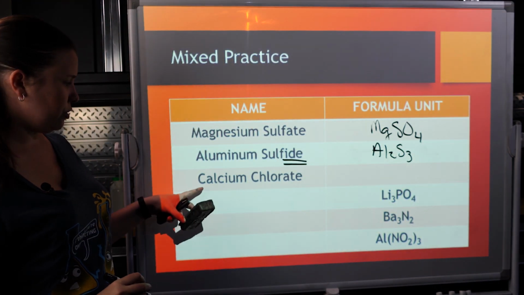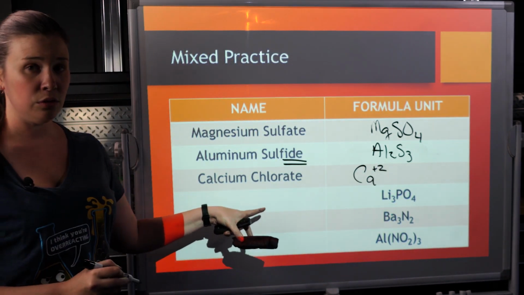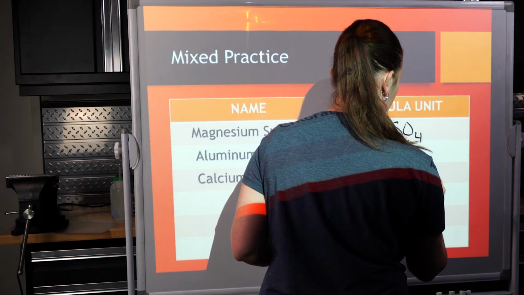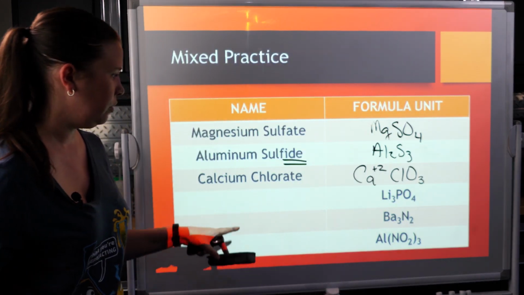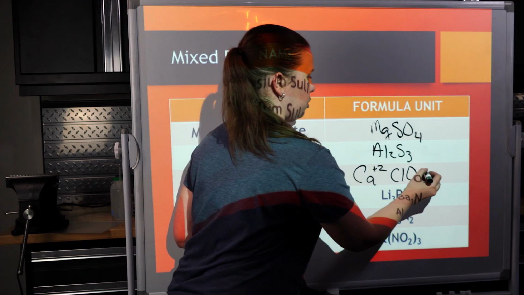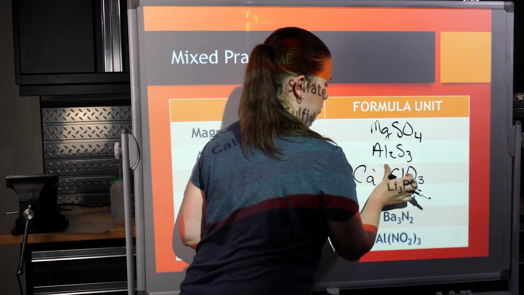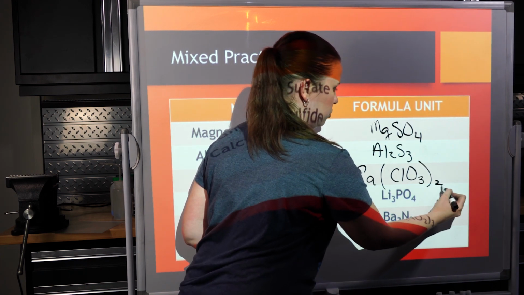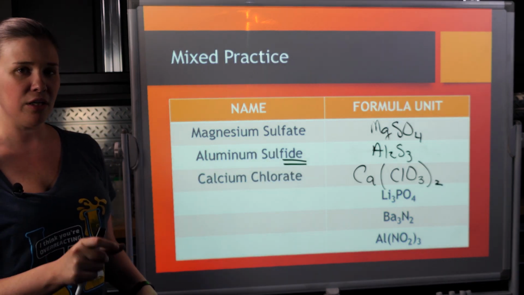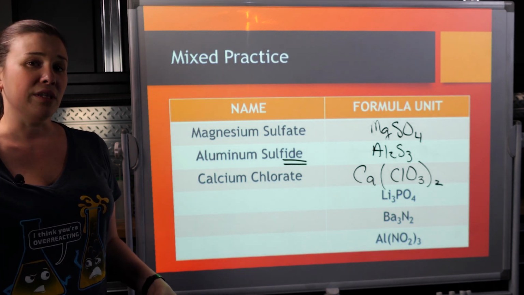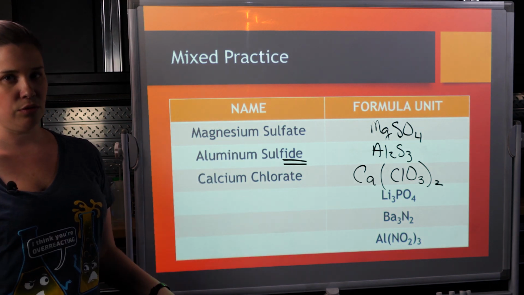All right, last one going this direction. Calcium, Ca, has a +2 charge, and chlorate, ClO3, perchlorate ClO4. So chlorate ClO3 would have a -1 charge. But to balance the +2 charge, I'm going to need 2 chlorates to crisscross. So let me go ahead and put that in parentheses and put the 2 on the outside. So basically, going from name to formula, you want to identify your atom or polyatomic ion with its charge, and then do your crisscross. If you end up with something that reduces, always reduce it.